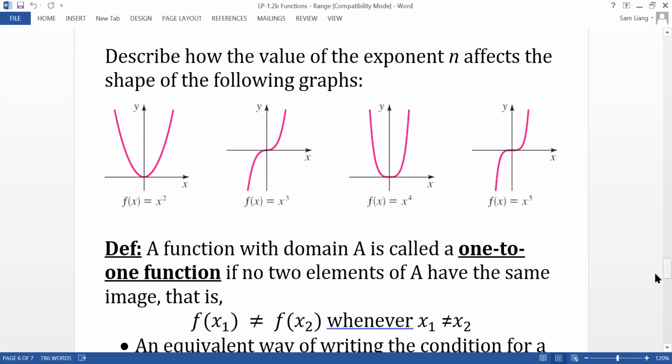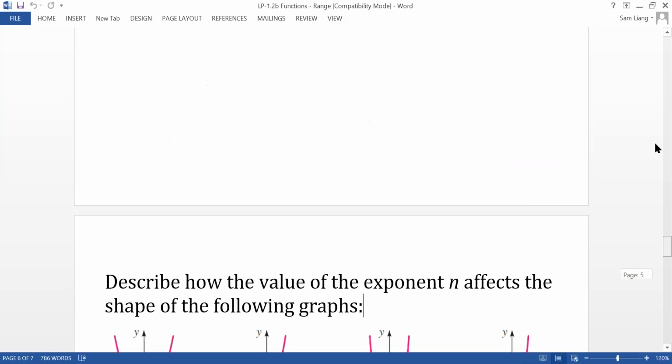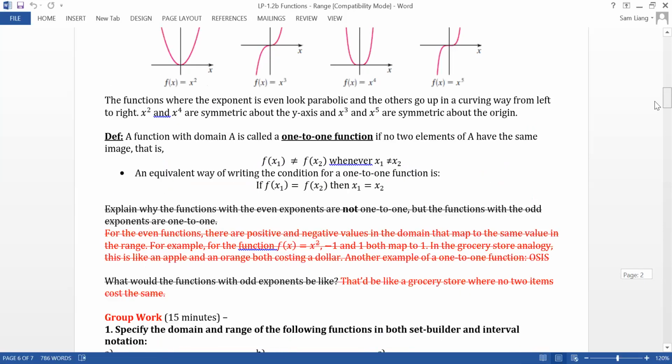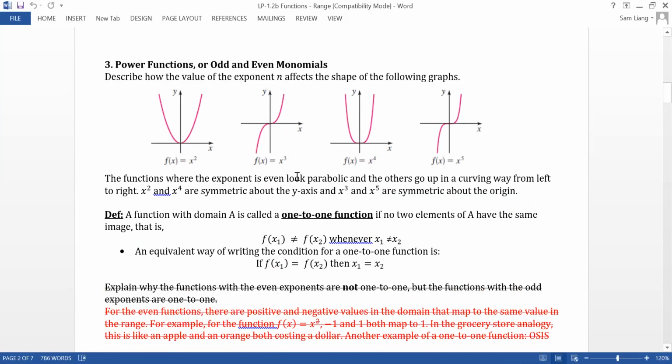Okay, let me show you the actual answer though that I wrote. So the functions where the exponent is even look parabolic and the others go up in a curving way from left to right. X squared and x to the fourth are symmetric about the y-axis, these graphs. And x to the third and x to the fifth are symmetric about the origin.